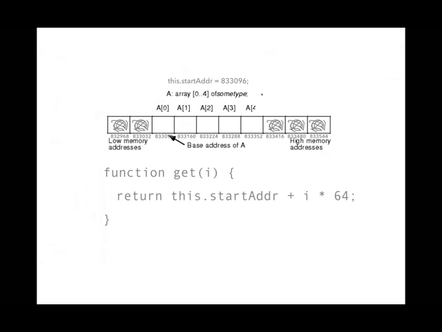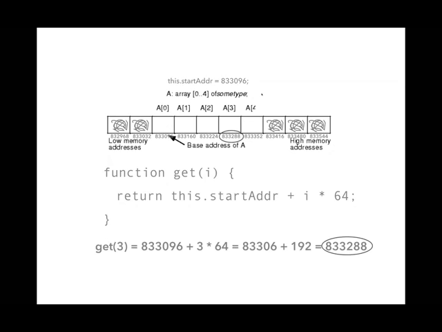Take the start address and add i multiplied by 64. So basically the index times the size of each cell. You can verify for yourself that if I put 3 into that function as i, then I will get 833096, which is the start address, plus 3 times 64, which is 192.